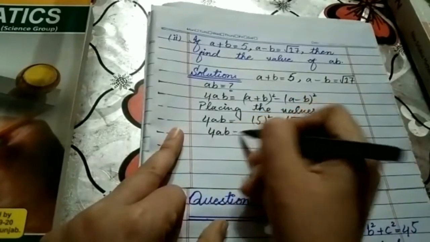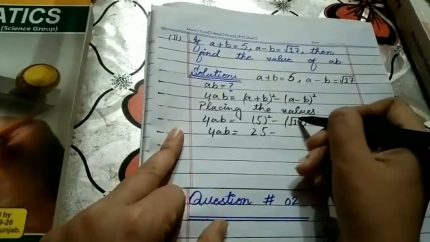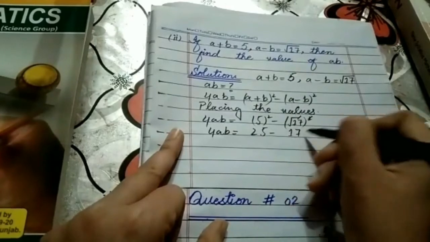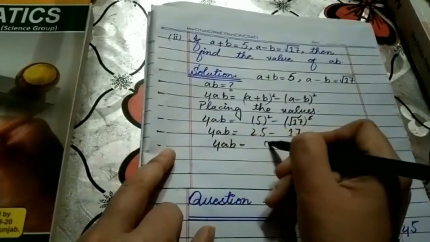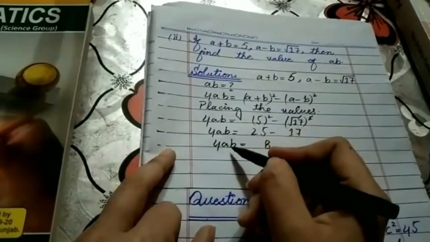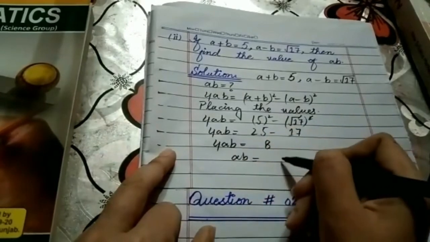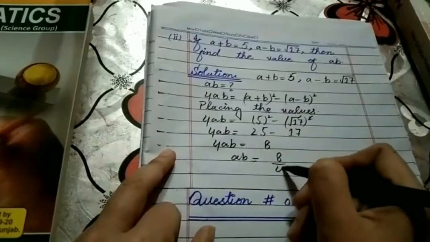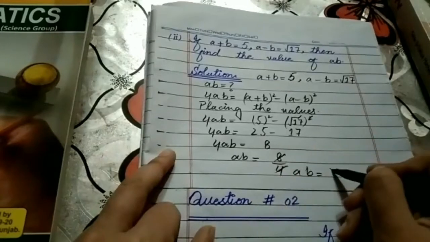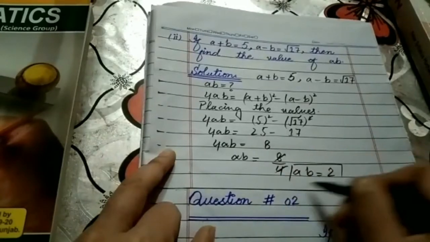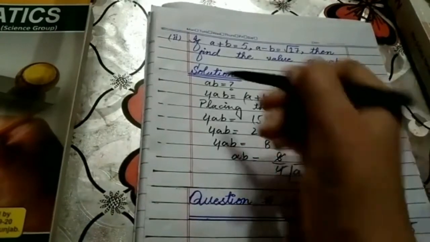4ab is equal to 5 5s are 25, minus, opening the square, the square is cut with the square root, that is 17. 4ab is equal to 8. We have to find ab, so what to do? ab is equal to 8 by 4, and ab is equal to 2. Its ab value is 2, found by using this formula.